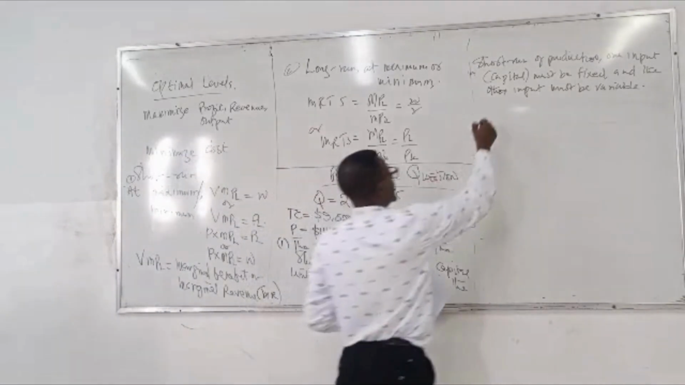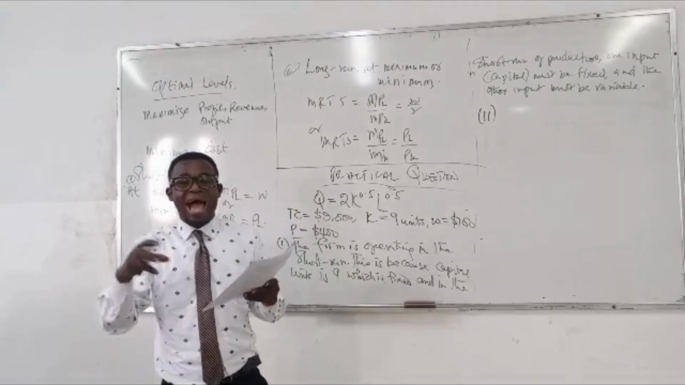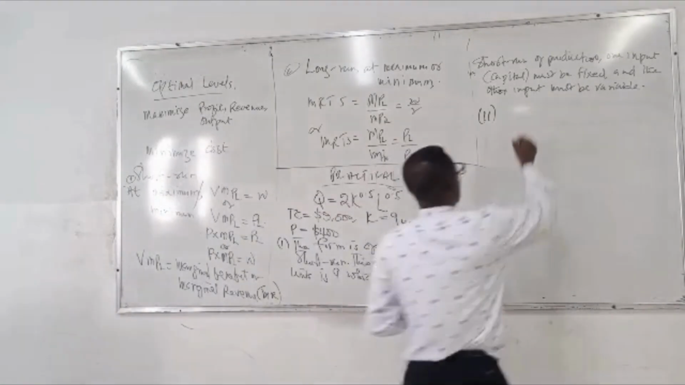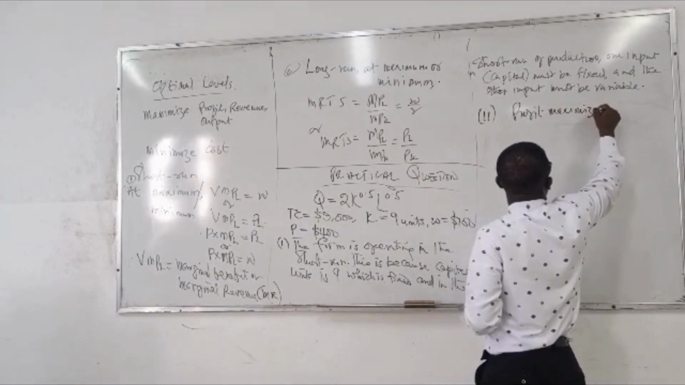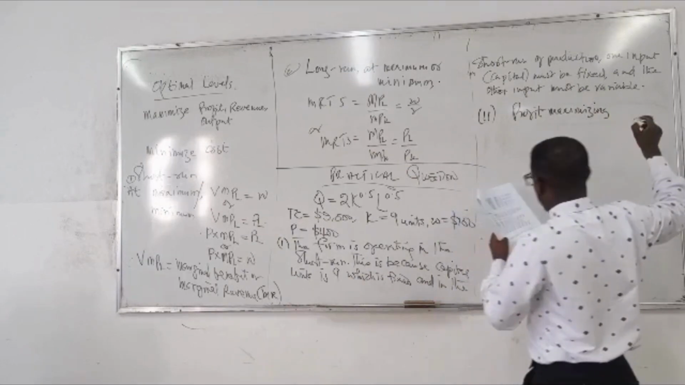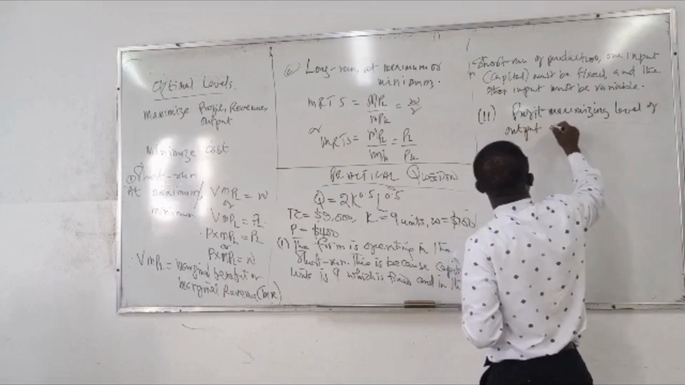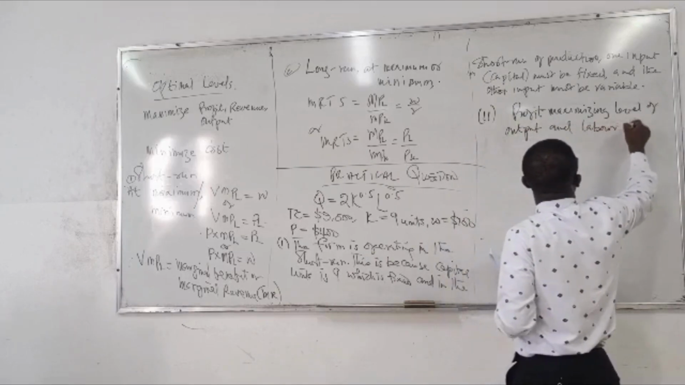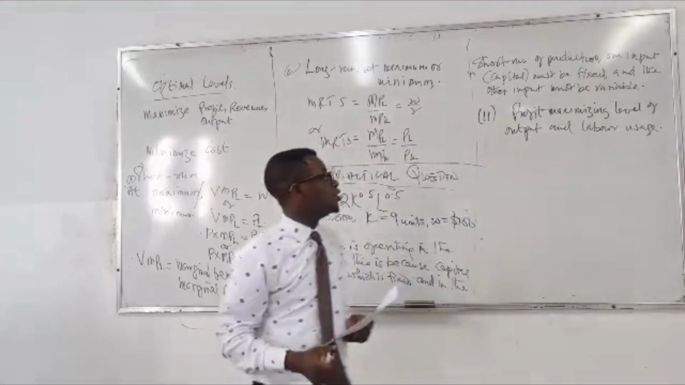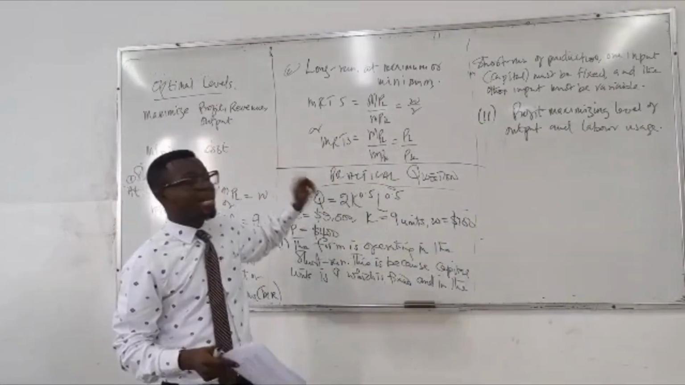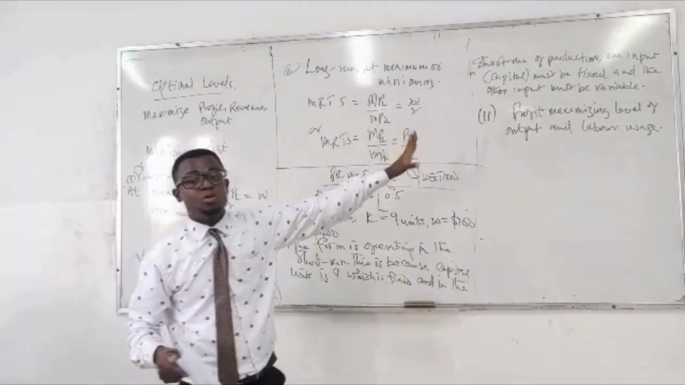Now, question 2 says: what is your profit maximizing level of output and labor usage? So, just look at what we are trying to say. We determined that it's the short run. The second question is to find the profit maximizing level.